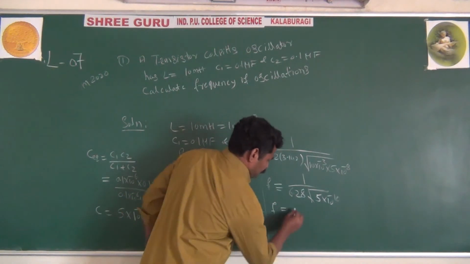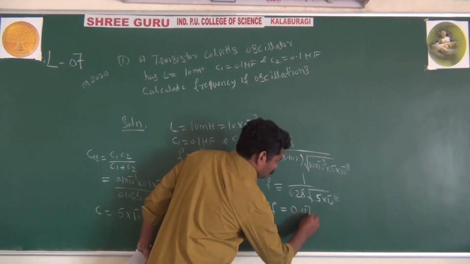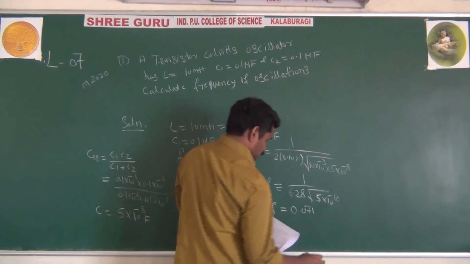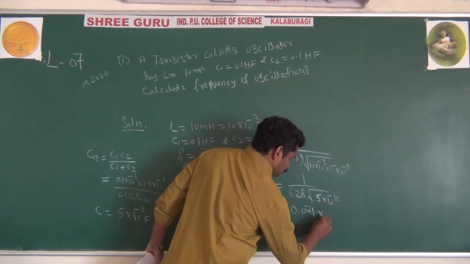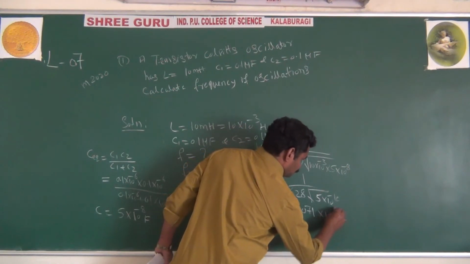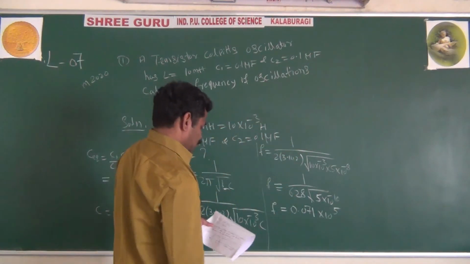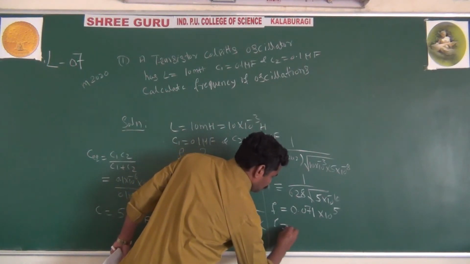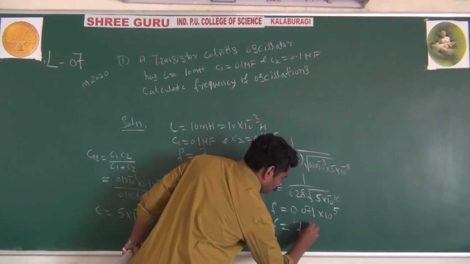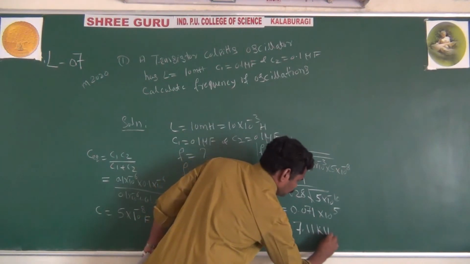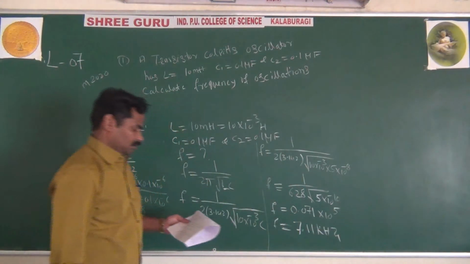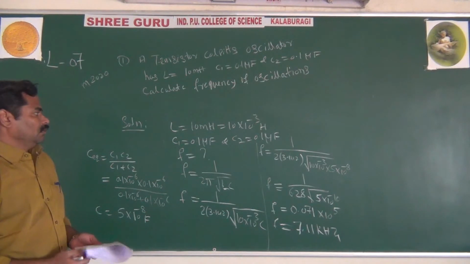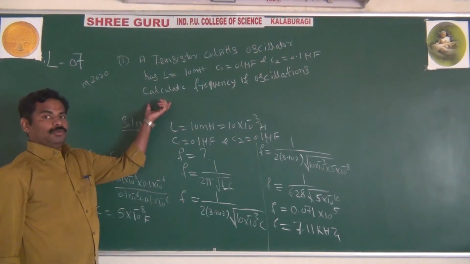After simplifying it, we may get F is equal to 0.071 into 10 raised to 5, or you can write F is equal to 7.11 kilohertz. This is the very simple problem about the Colpitts oscillator.